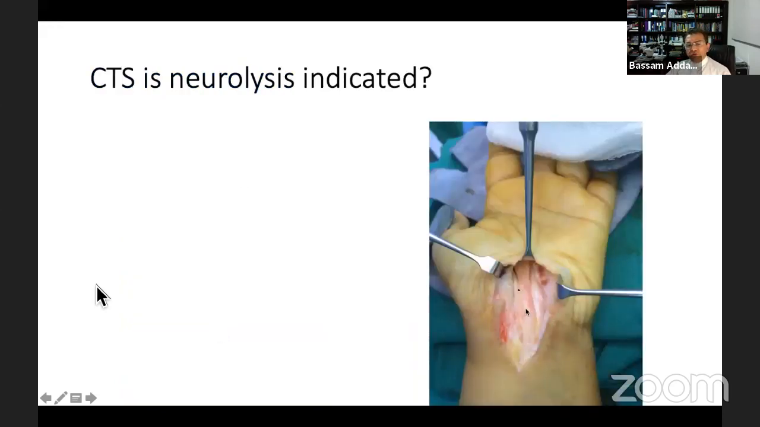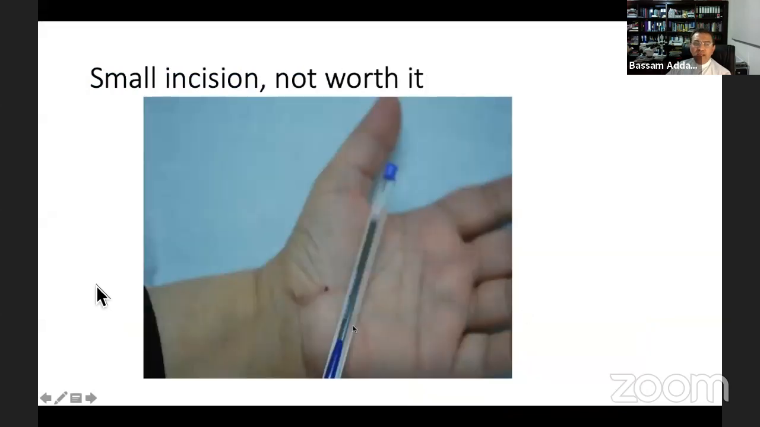Now, we don't recommend internal neurolysis. However, particularly in redo cases, if you see this hourglass appearance, an external epineurotomy is probably a good thing to do. And remember that very small or tiny incisions are not worthwhile, and the main objective is to decompress and give yourself a good incision to see what you are doing.